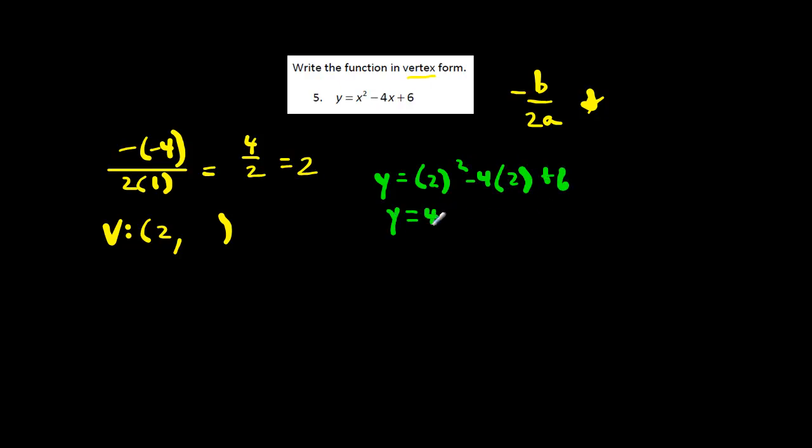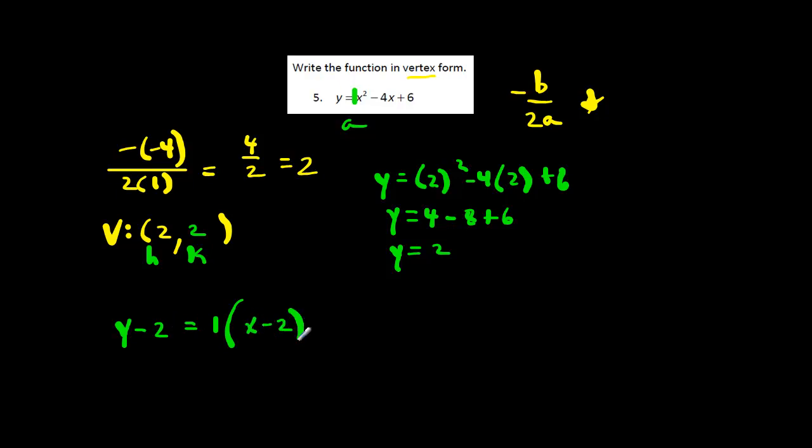So y equals 4 minus 8 plus 6. 6 and 4 is 10. 10 minus 8 is 2. So that's my vertex. My a value is 1. So if I have my h, my k, and my a, I'm just going to stick this in vertex form. So y minus k equals a times x minus h squared. And that's your answer. Number 6.